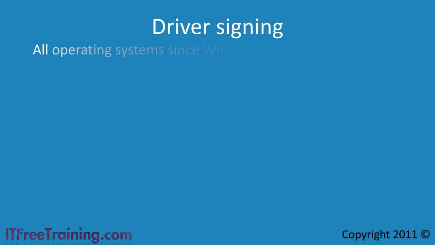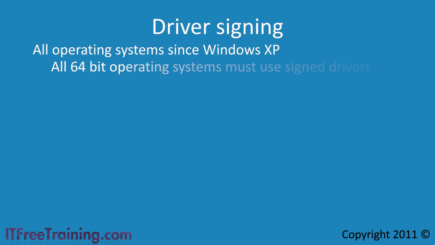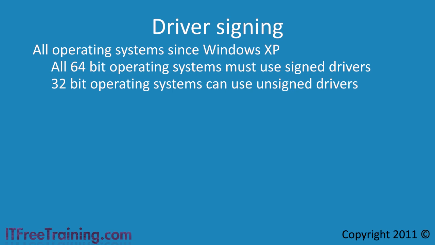With the release of Windows XP 64-bit, Microsoft made a big change to device drivers to help make Windows more reliable. They required all device drivers to be signed. All 64-bit systems since then have had the same requirement. Although it is possible to install an unsigned driver on Windows 7 64-bit, this is disabled by default.